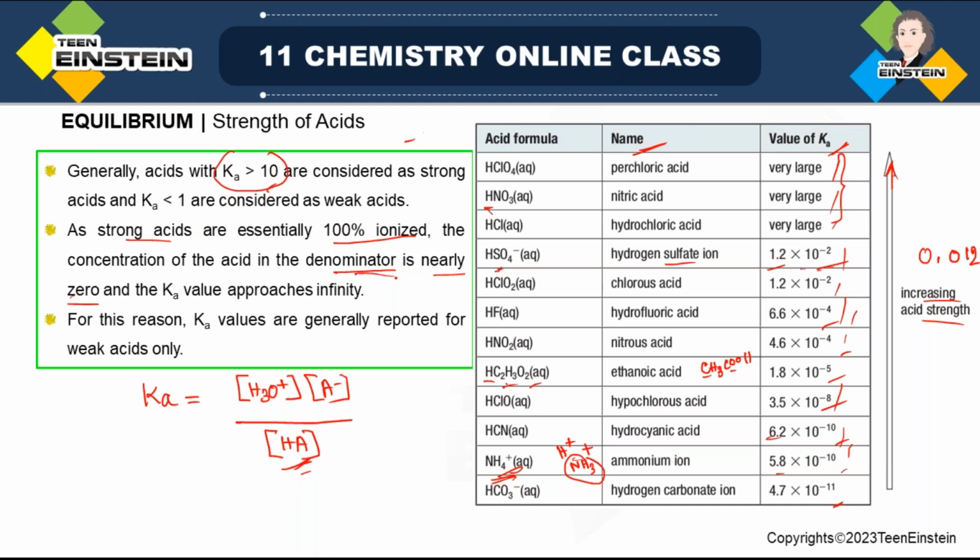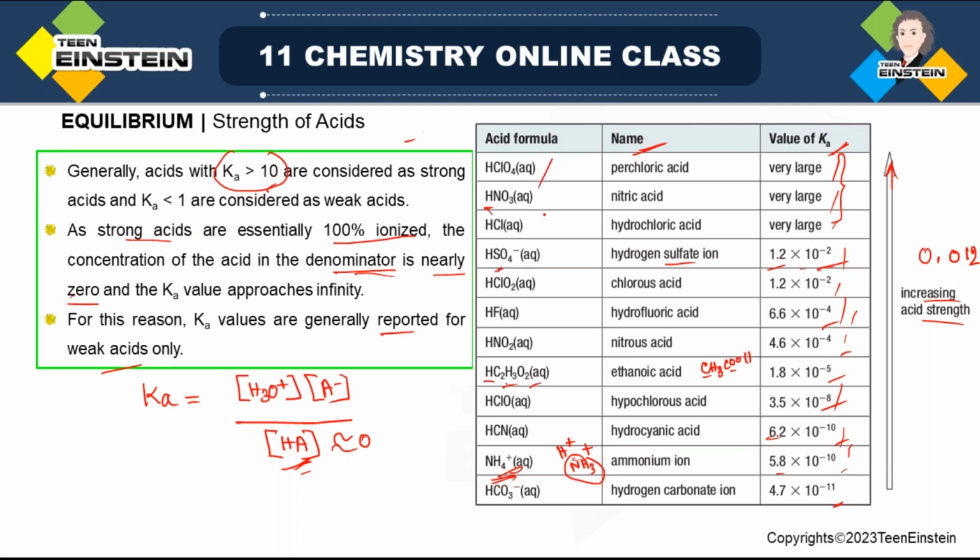The concentration of acid, that is HA within the square brackets, which denotes concentration of acid, is present in the denominator and is almost equal to 0. So when it is 0, that means the value of K is very, very high, almost approaching infinity. So that is the reason that K values are generally reported only for weak acids, because when you have any strong acid, the value of K has no significance, as it is so high.